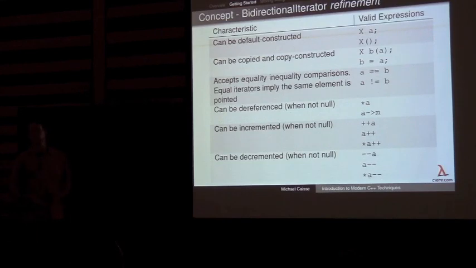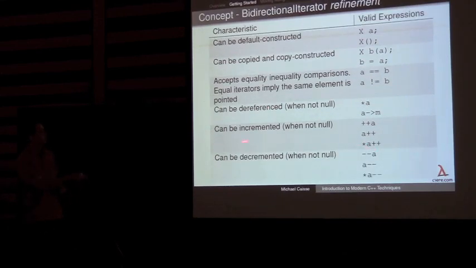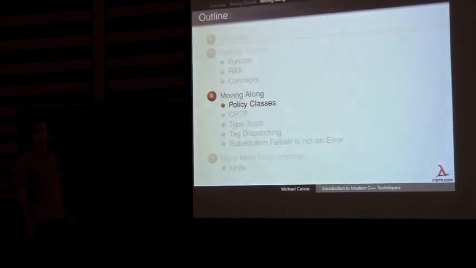So a bidirectional iterator is a refinement on a forward iterator. So we refine it by changing a few things, right? So before, we had this. It can be incremented. Now we've refined it. It can also be decremented when not null. Right. Make sense? Those are concepts. We don't want to fall asleep, so we're going to start doing coding in here soon.